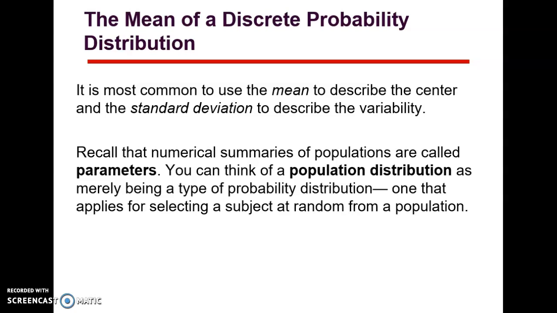So we talk about the mean to describe the center, and the standard deviation to describe the variability most of the time. Once in a while we talk about the median and the Q1 and Q2, things like that. And when we're looking at numerical summaries of populations instead of samples, we're talking about something called parameters.